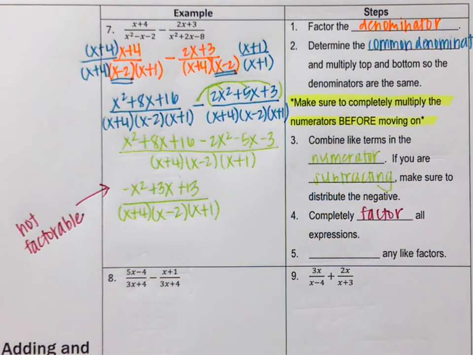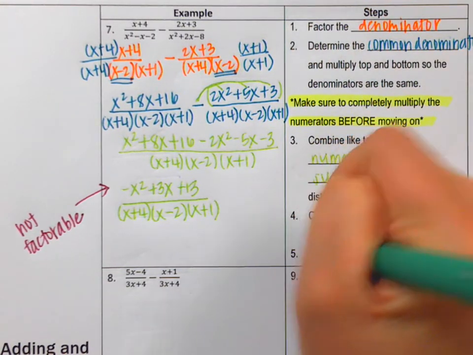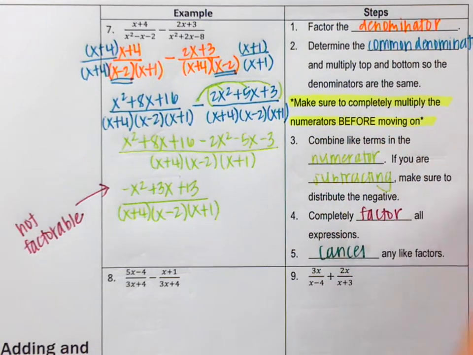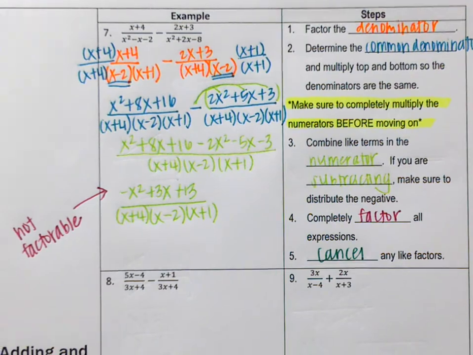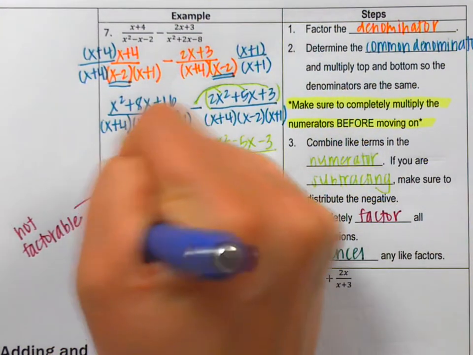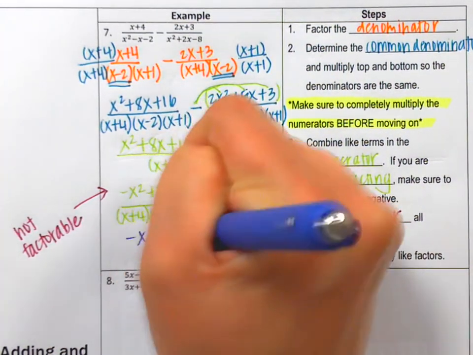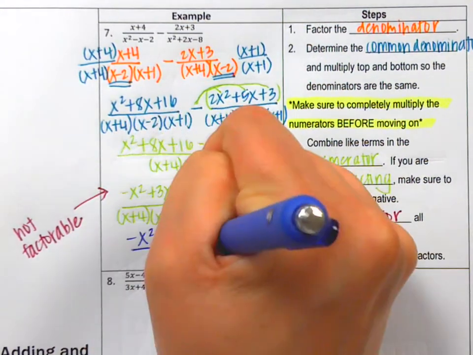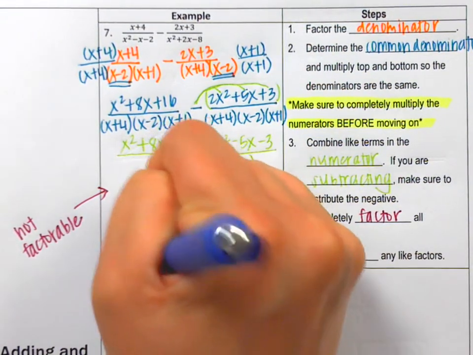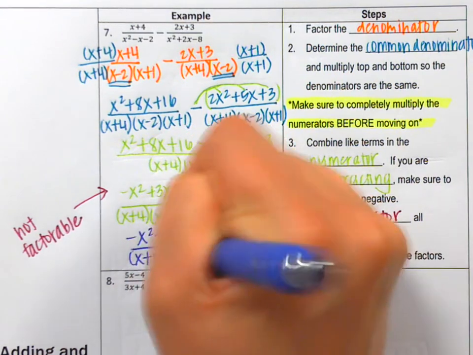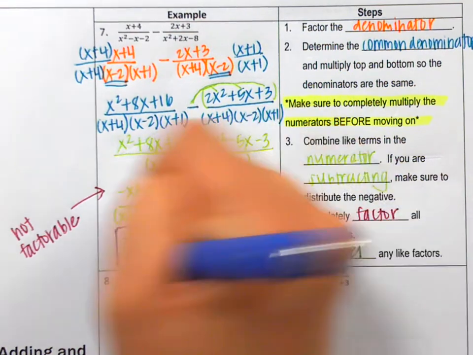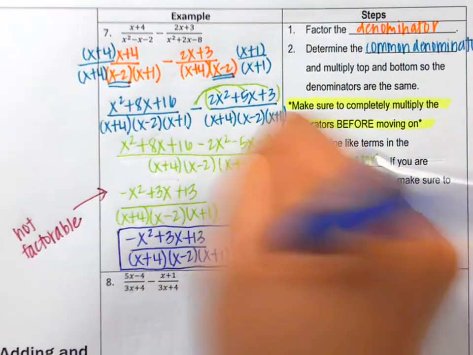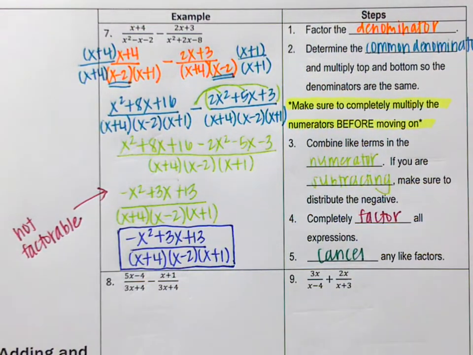So I move on to step 5, and then it would be to, again, cancel any like factors, which there are no like factors that I can cancel. That's my final answer. I'm just going to write it in blue. Negative x squared plus 3x plus 13 divided by that entire denominator. Don't multiply this together. It would take you too long, and it's not worth your effort. And that is your final answer there.